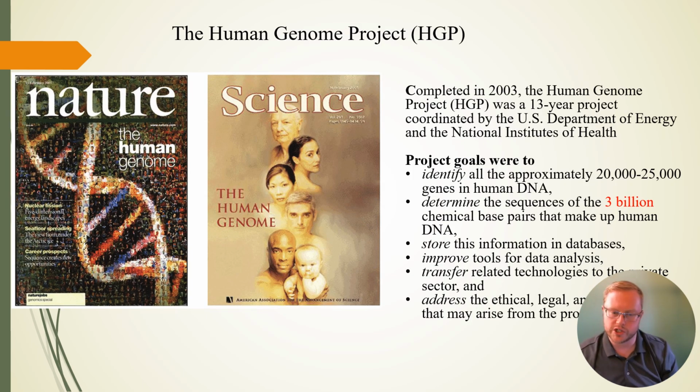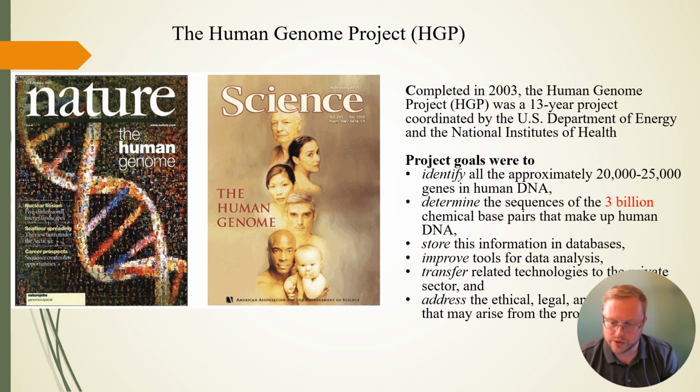All right, so the Human Genome Project. This was completed in 2003, and the Human Genome Project was a 13-year project coordinated by the U.S. Department of Energy and the National Institutes of Health. Now, this was a very interesting time in the history of science because you had this publicly funded side of the Human Genome Project, and then you had the private sector side led by Craig Venter, and the two were kind of in an arms race to see who could map the human genome first. So, very interesting time in the history of science, definitely something to look into.